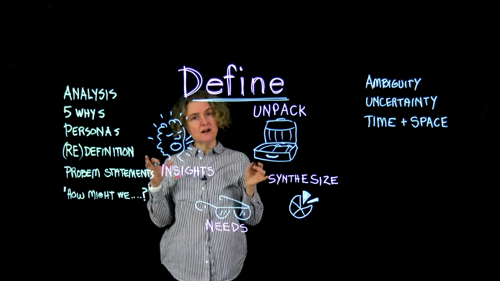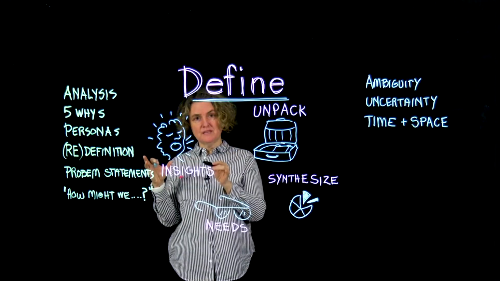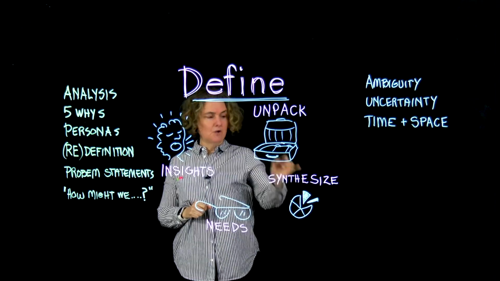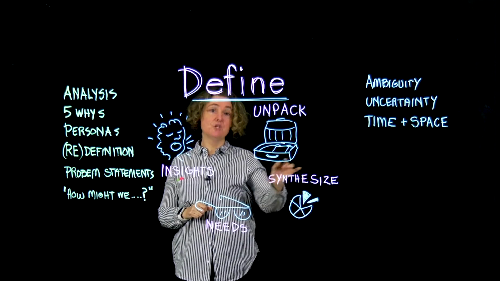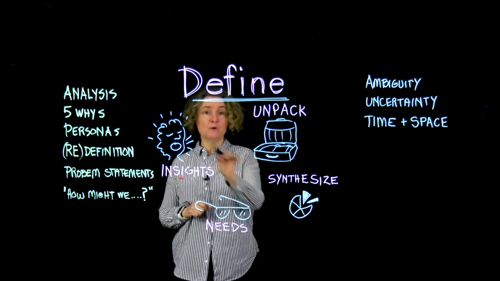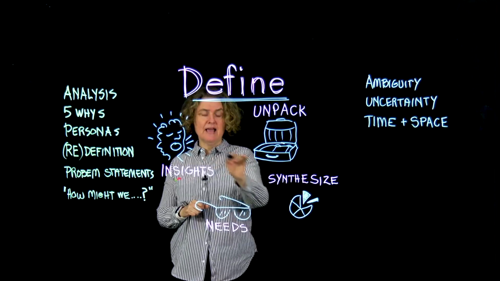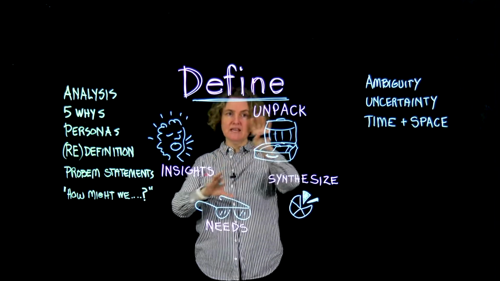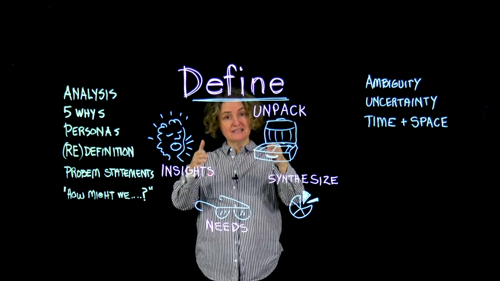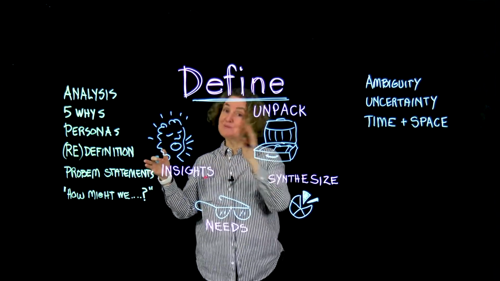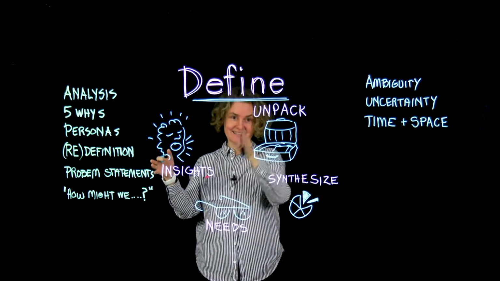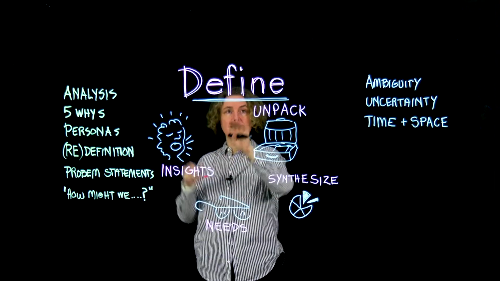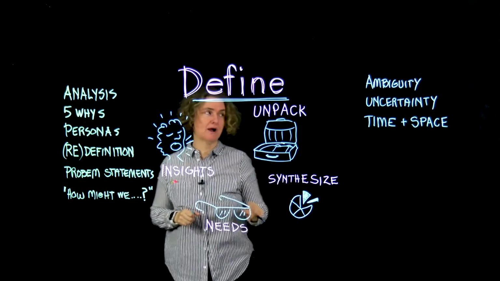So what we do is we take our data from the empathize step and we unpack it, we synthesize what we've learned in that process, we look for insights, and we look for needs. So we put the data that we've collected, and we might find out at this stage that we need more data. And that's why I say it's not linear. It's not necessarily step by step. You might be continuing to collect data as you're defining the problem.